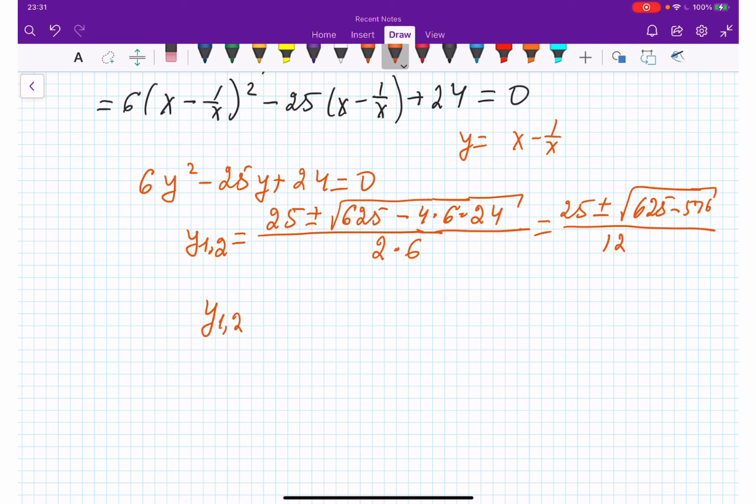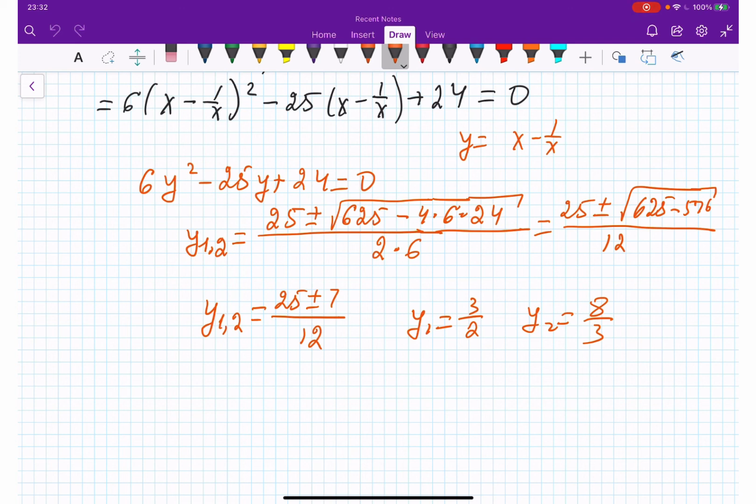And we are getting y1,2. So 25 plus minus 7, because under the square root was 49, right? Divided by 12. So y1 is equal, how much? 3 over 2, and y2 is equal 8 over 3. So 25 plus 7 is 32. 32 over 12, it's going to be 8 over 3 reduced by 4. And then 25 minus 7, we get 18 over 12 reduced by 6, you get 3 over 2, right?